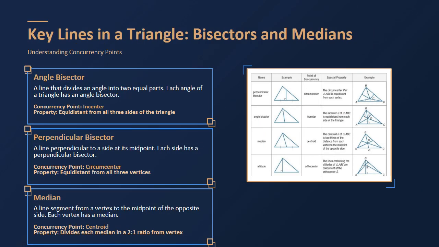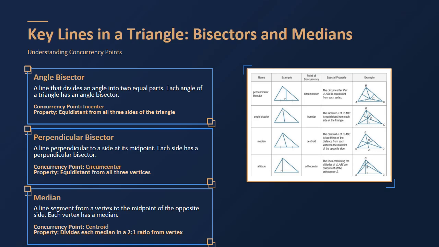Angle bisector. Definition of angle bisector: a line that divides an angle into equal parts. Each angle of a triangle has an angle bisector. Concurrency point: incenter. Property: equidistant from all three sides of the triangle.